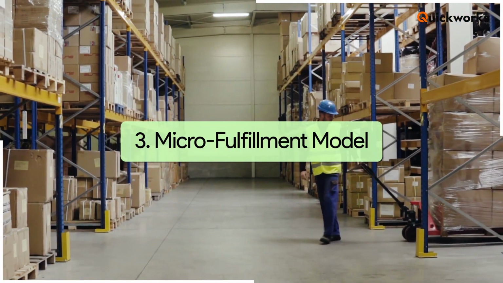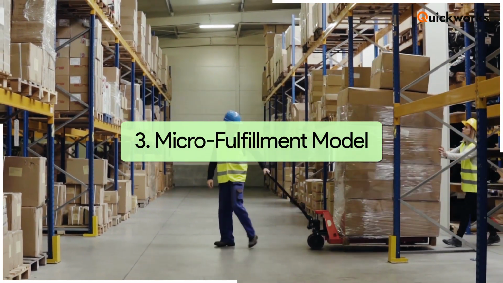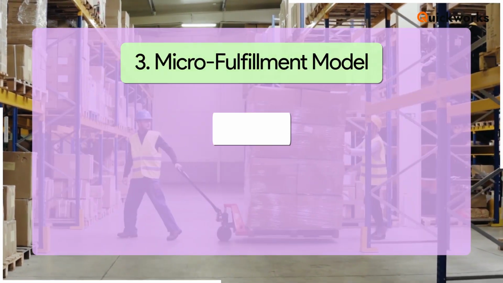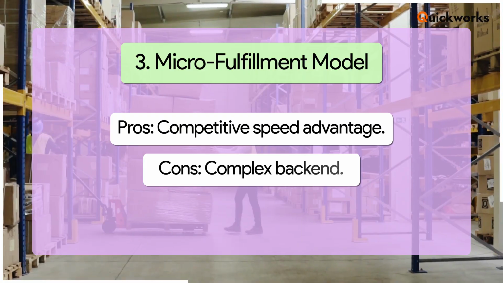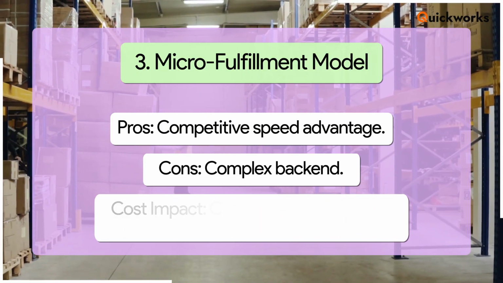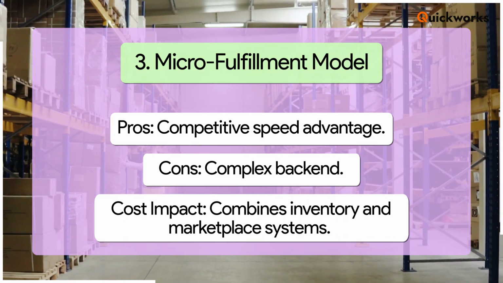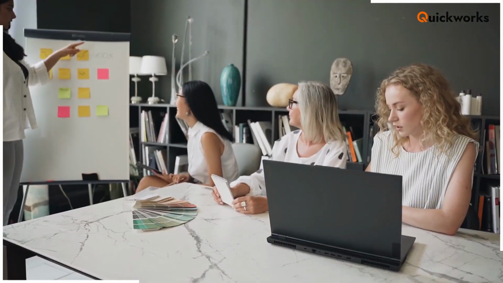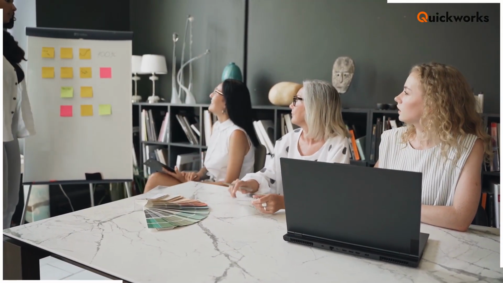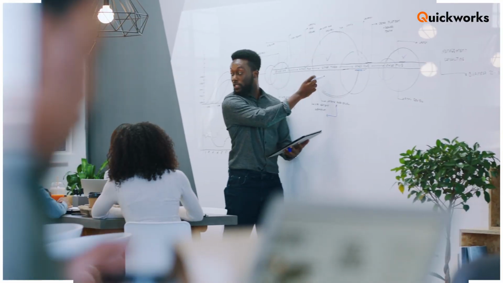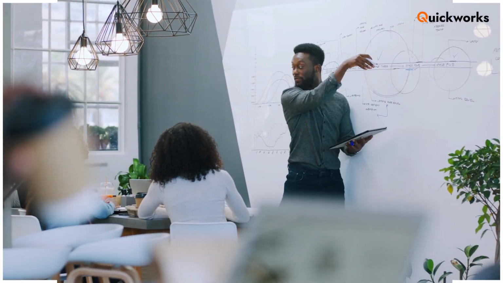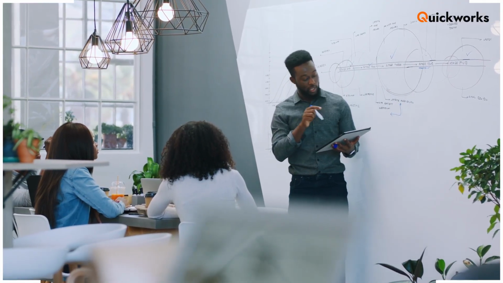3. Micro-fulfillment model. Mini warehouses for ultra-fast delivery. Pros: competitive speed advantage. Cons: complex backend. Cost impact: combines inventory and marketplace systems. Your chosen model completely changes grocery mobile app development costs. We would suggest, if you are entering the market with limited capital, start with a marketplace app and expand into inventory control as your user base grows.